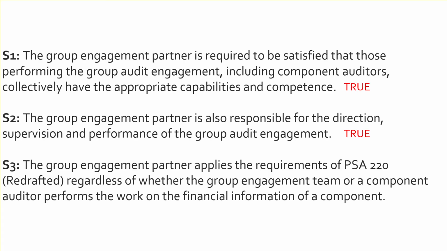Being the group engagement partner or the group auditor, you are essentially taking on the responsibility for the entire audit. So you are responsible for the direction, supervision, and performance of the group audit engagement. Statement 3, the group engagement partner applies the requirements of PSA 220, that's on quality controls, regardless of whether the group engagement team or a component auditor performs the work on the financial information of a component, and this is also true. Again, for purposes of Group FS audits, it would seem like it's the group auditor that is the one who will take the overall responsibility for that.